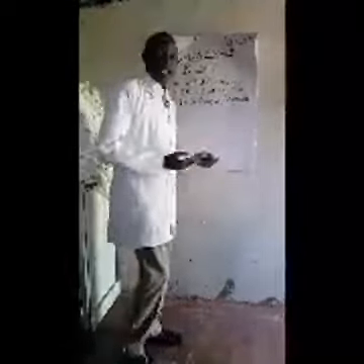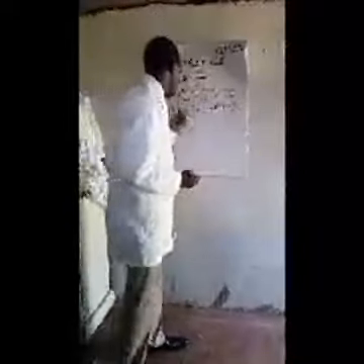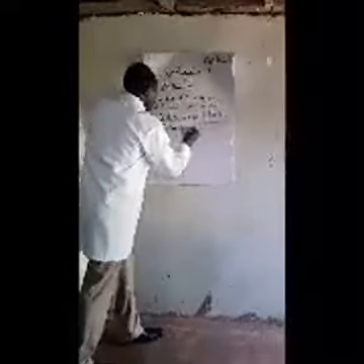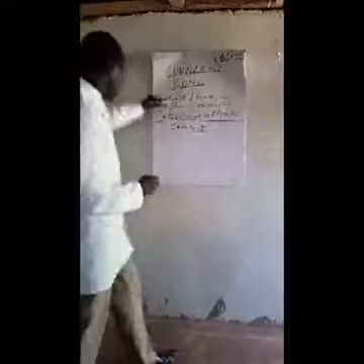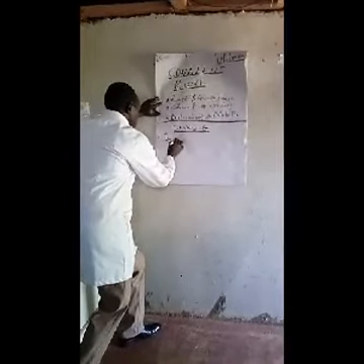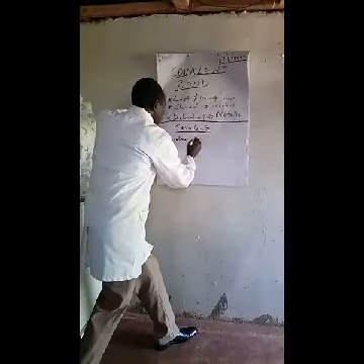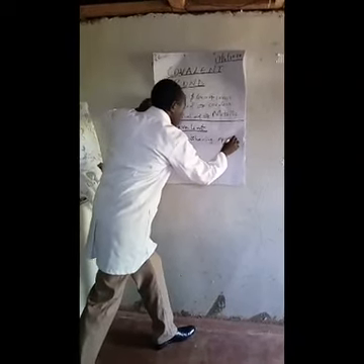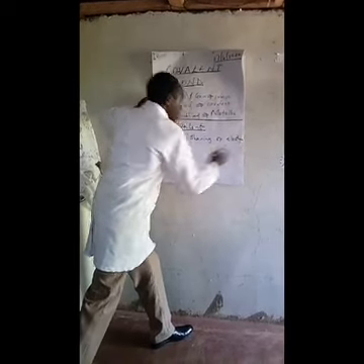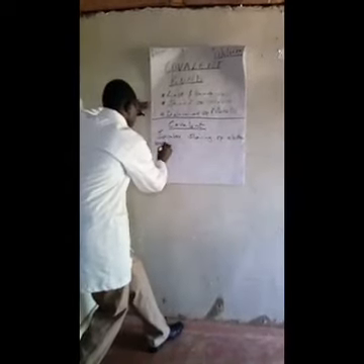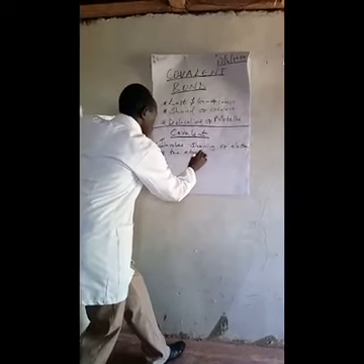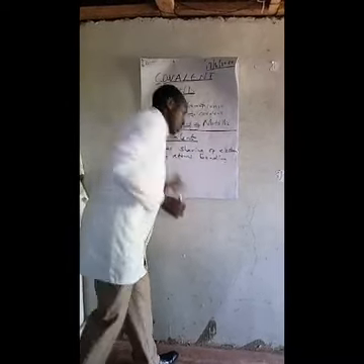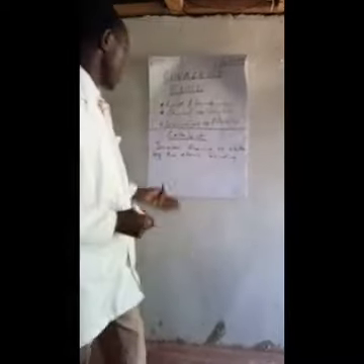So today, let us look at covalent bond. Covalent bond involves sharing of electrons by the atoms bonding.